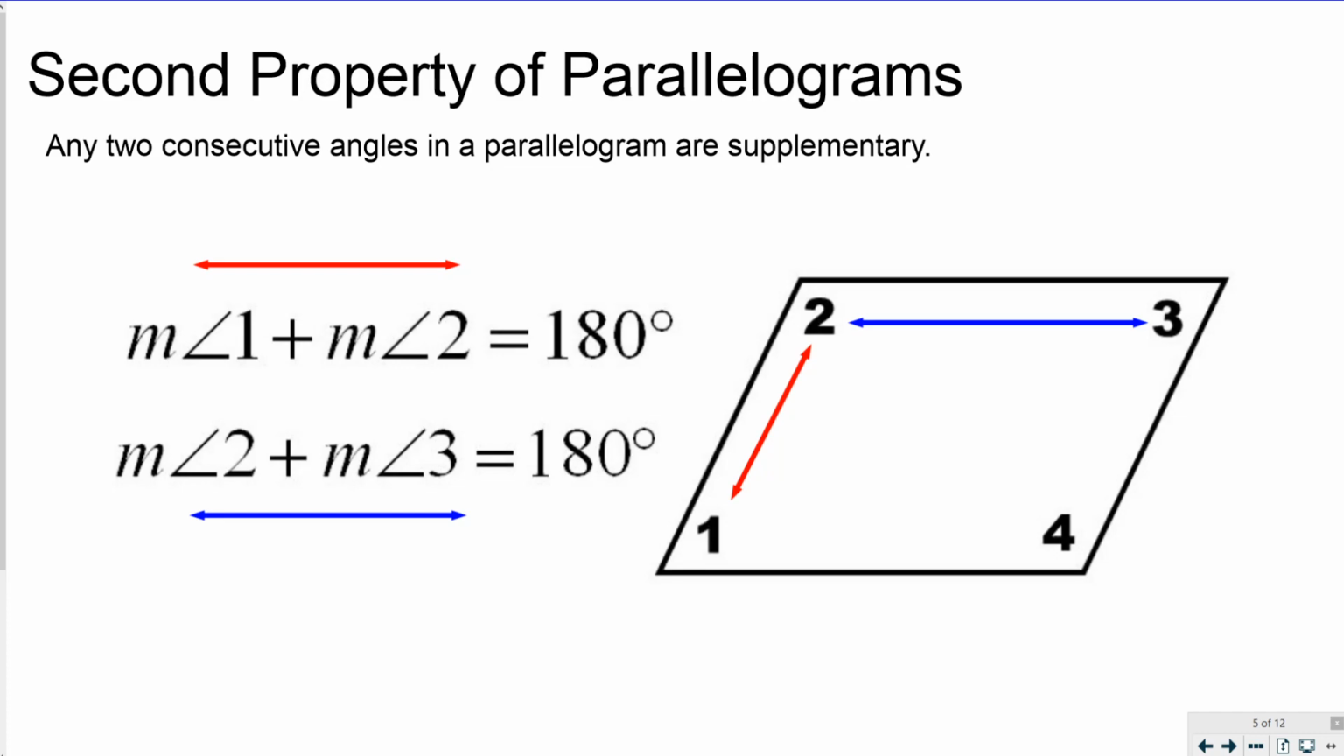The second property is that any two consecutive angles, just like in trapezoids, well, now they apply to any two angles that are next to each other. Any two angles next to each other sum to 180 degrees. So in this case, angle 1 plus angle 2 is 180, and angle 2 and angle 3 added together is also 180.